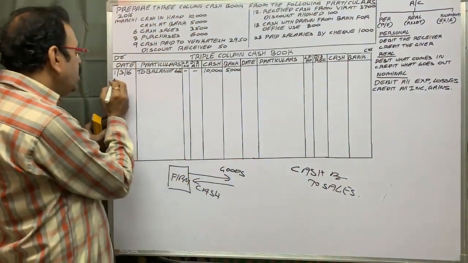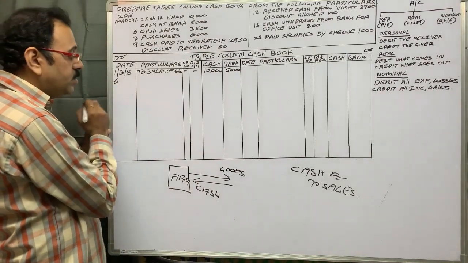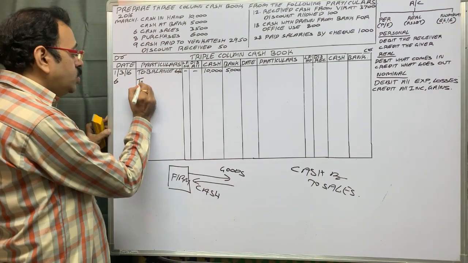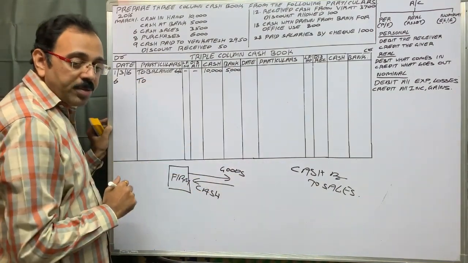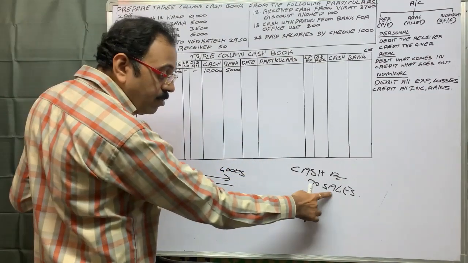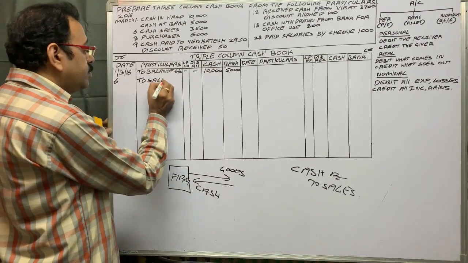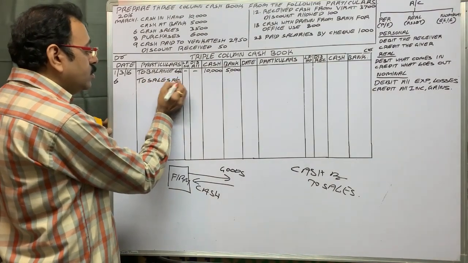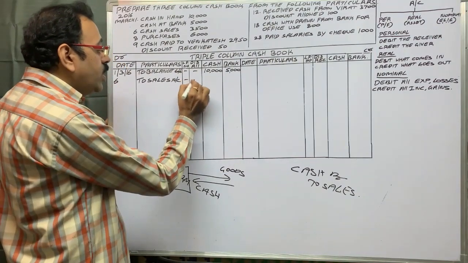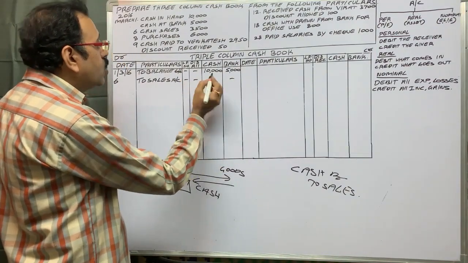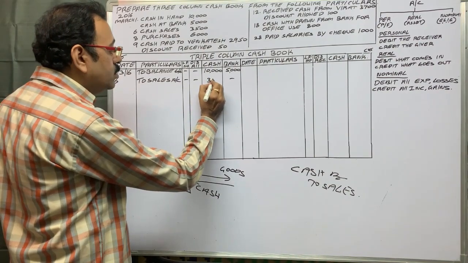So, debit side, in date column, write down the transaction date, 6th. 2. What to write? Other side account name you have to write. So, what is the other side account name? Sales account. Since in cash account we are posting, we have to write the amount in cash column, 3,500 rupees.